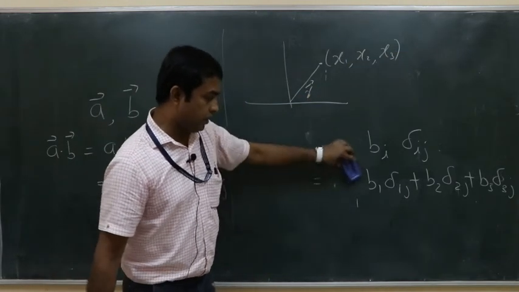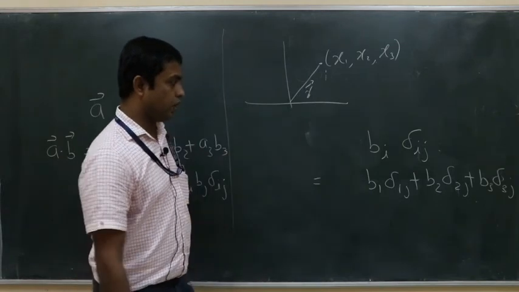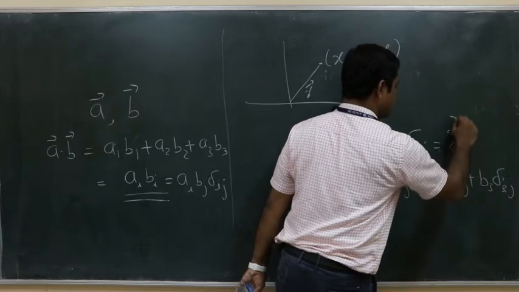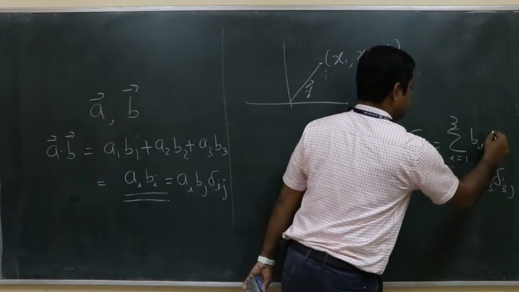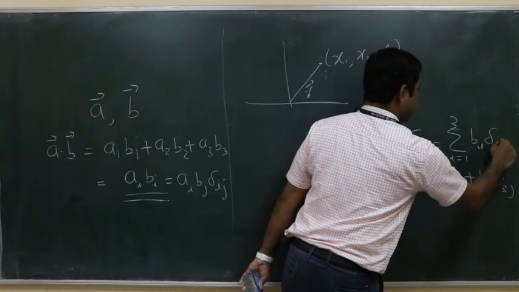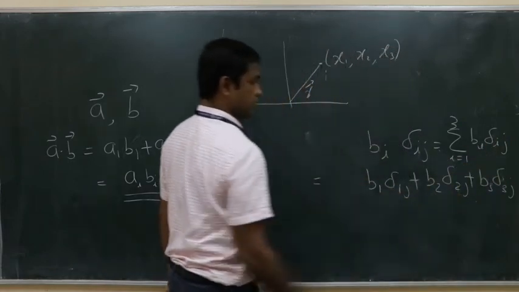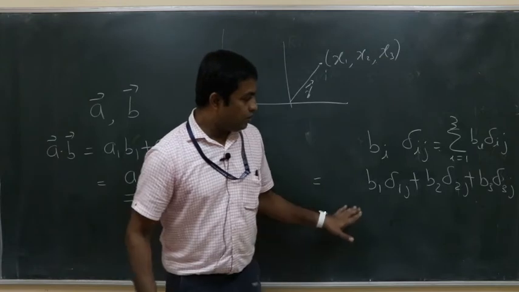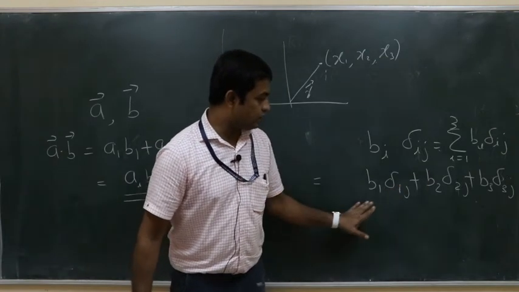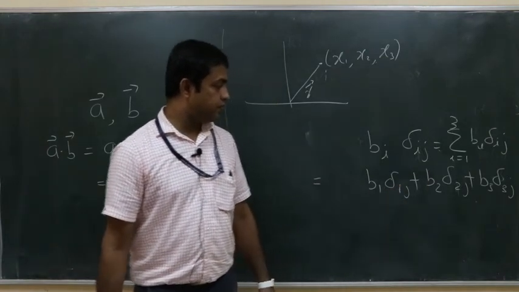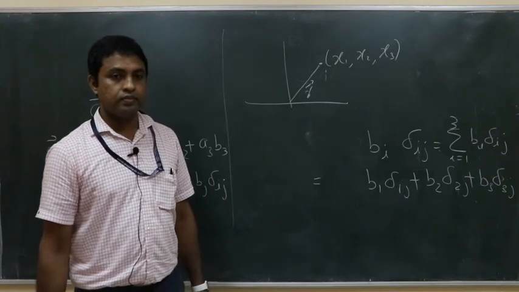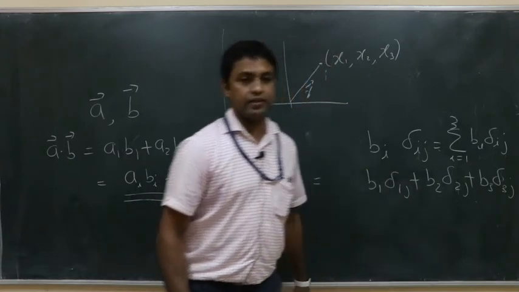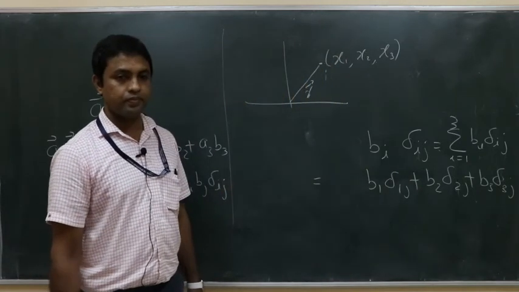There is actually no summation because I explicitly wrote it down. This basically means there is a summation over i equal to 1 to 3 of bi delta ij. So this one I expanded in this. Fine? So what is the answer for this? I have b1 delta 1j plus b2 delta 2j plus b3 delta 3j. What is the answer for that?